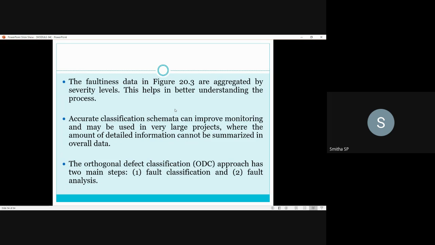Next, orthogonal defect classification, which we call ODC. What is ODC? It is an approach for defect classification, or fault classification, that is the orthogonal defect classification approach. It has two main steps in it: one is fault classification and the other is fault analysis.